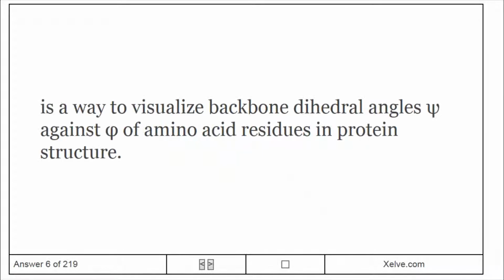Ramachandran plot is a way to visualize backbone dihedral angles psi against phi of amino acid residues in protein structure.